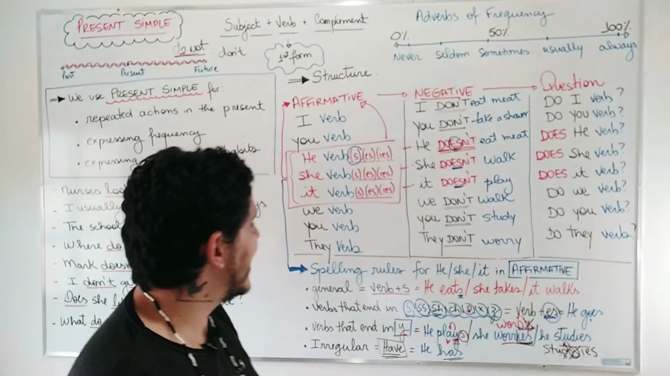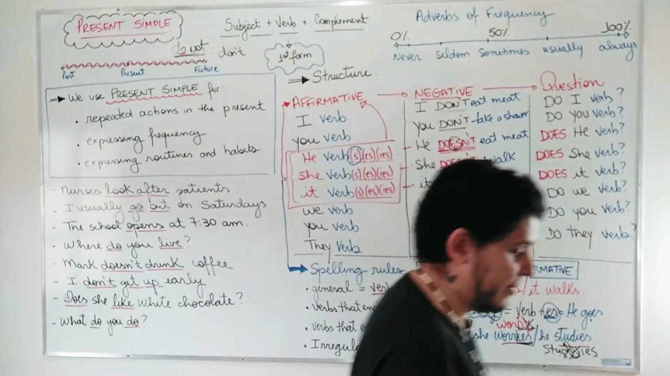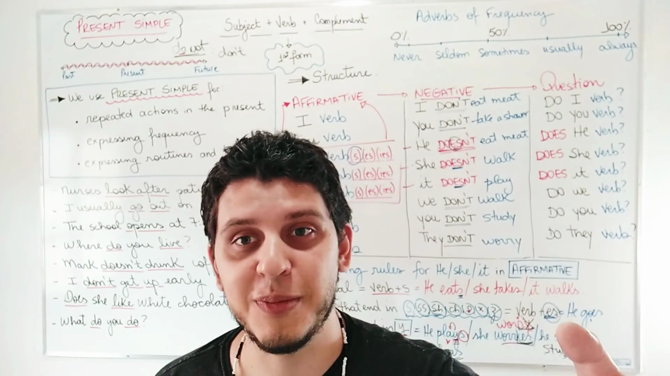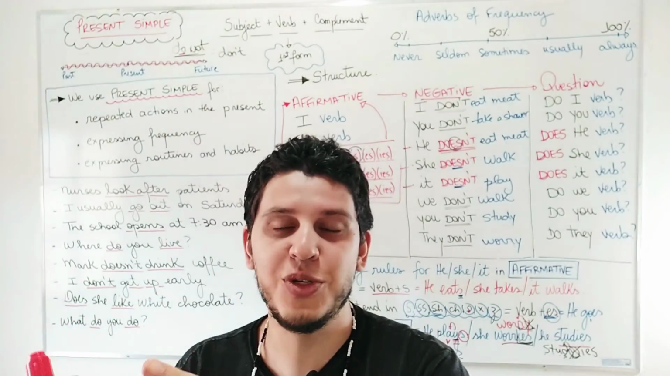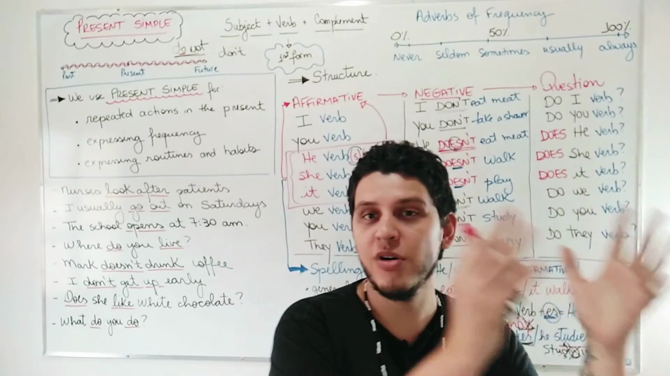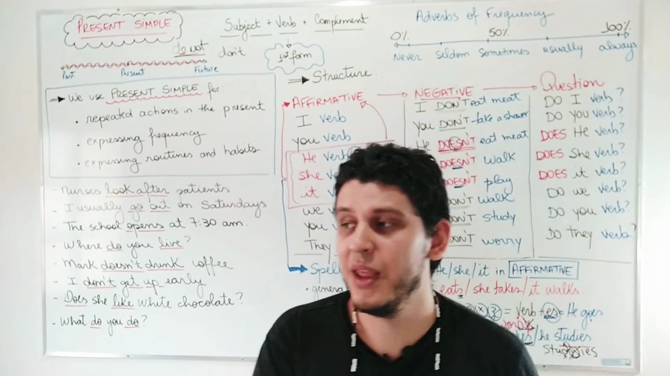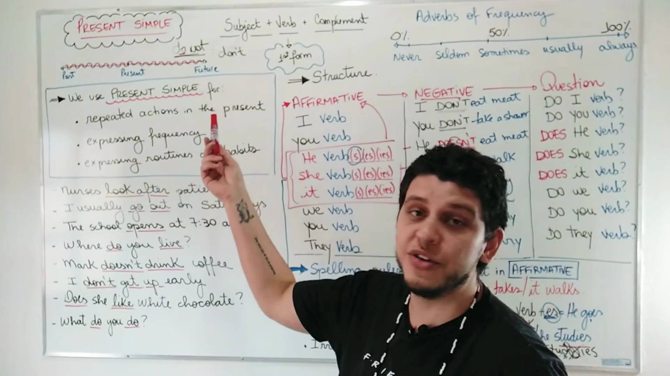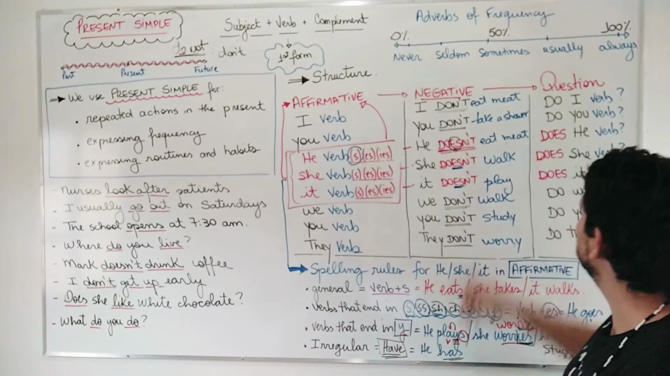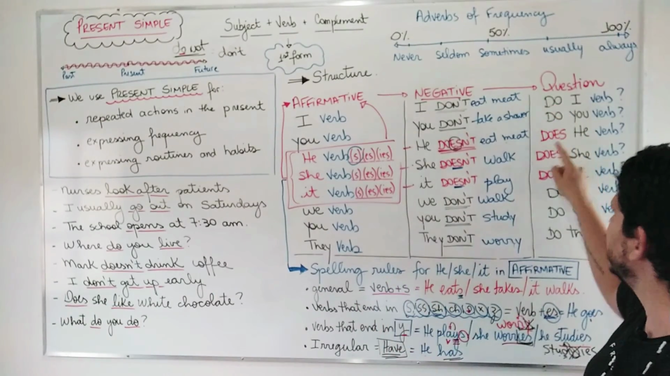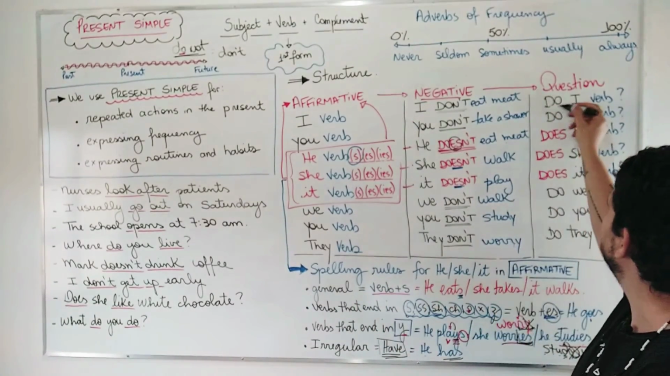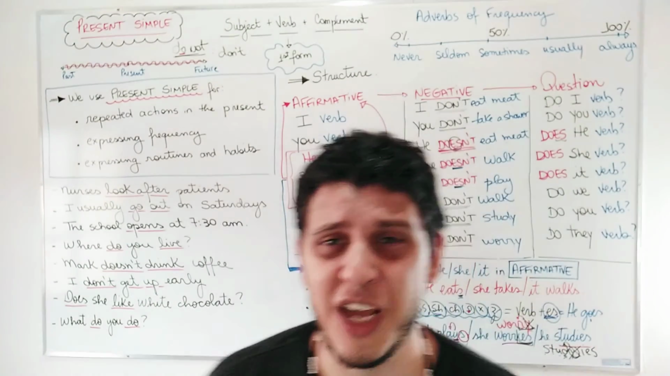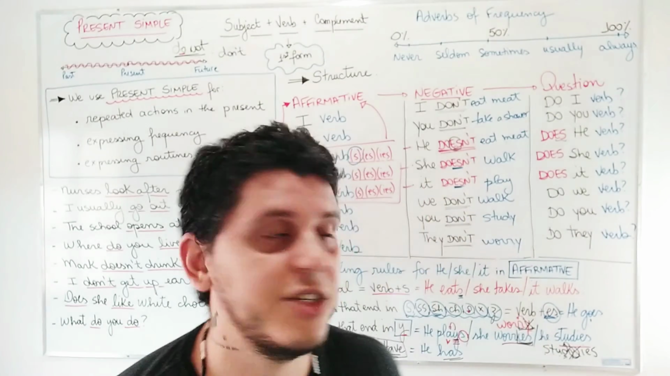Okay? And now we have the question form. What happens? Remember that in the present continuous, as we used verb to be, in the question, verb to be came before the subject. But here we don't have verb to be. So what we need to do is use the auxiliary for the present simple, which is do. And of course, for he, she, it, as do finishes in O, does. And here, teacher, does the verb change? Nope, the verb doesn't change.